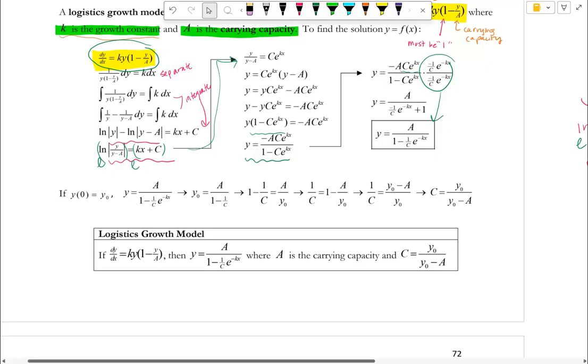We could look at this box that if we were ever to actually integrate and find a solution to this differential equation, that it would be in this form here. So this might be important for us to recognize this form, where again, a is the carrying capacity and our constant of integration, or what becomes our c value rather, is equal to y naught divided by y naught minus a.